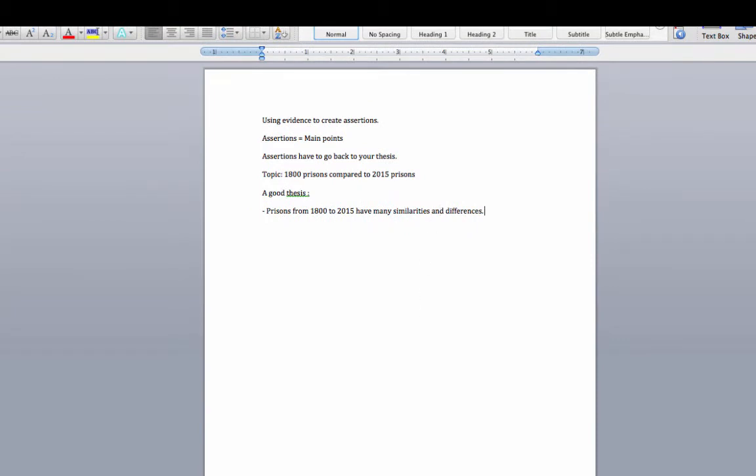Now, one of the things I learned during my studies was that prisons in the 1800s were very dirty. In fact, a lot of people died because of diseases that were spread. This is not the case anymore. Prisons in 2015 are far cleaner and sanitary.